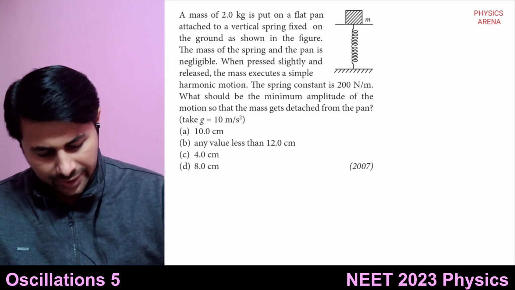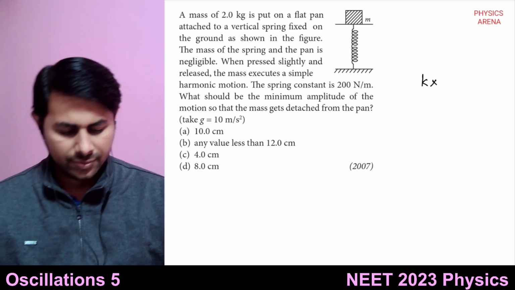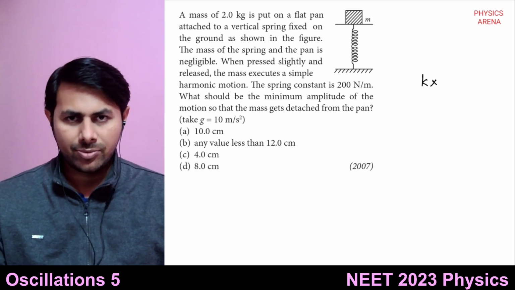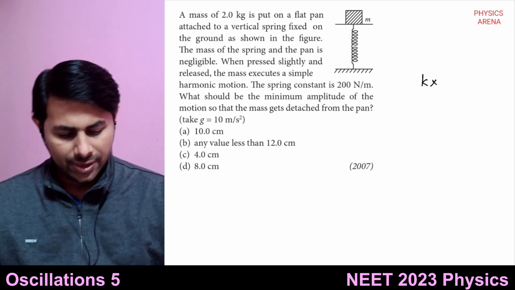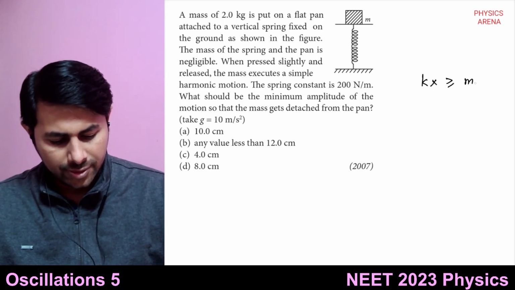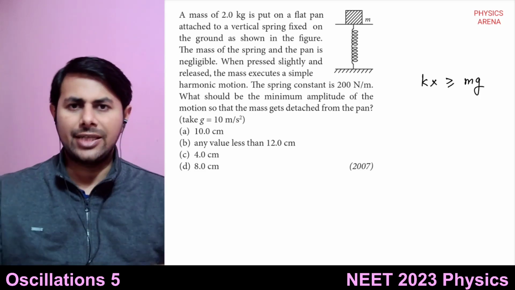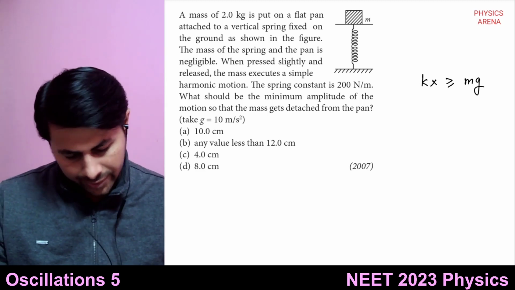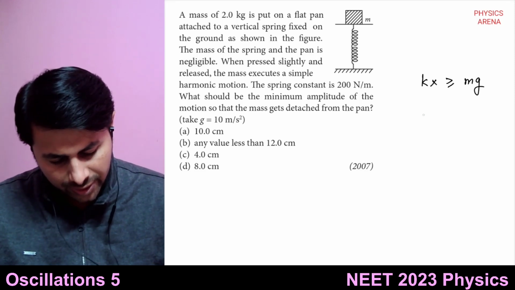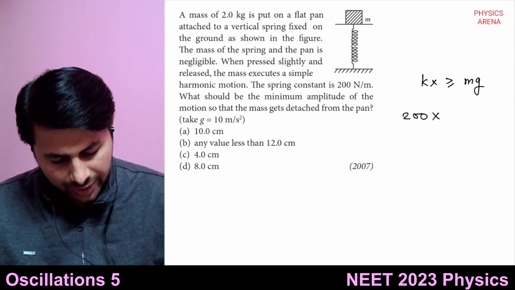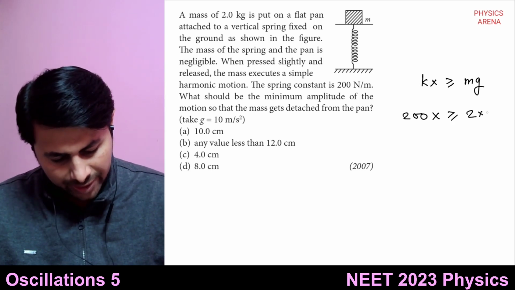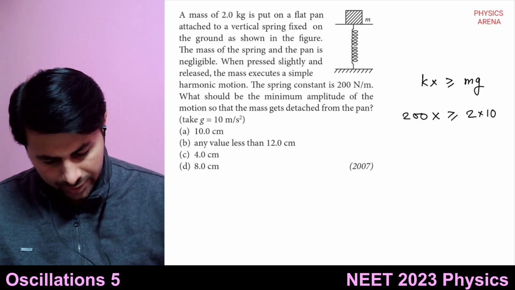So you can say kx should be less than or equal to the gravitational force. Till that time it will be attached. Once it exceeds the gravitational force, it will get detached from the pan. So k is 200, we want x only. So 200 times x is greater than or equal to mg. M is 2, 2 multiplied by 10.